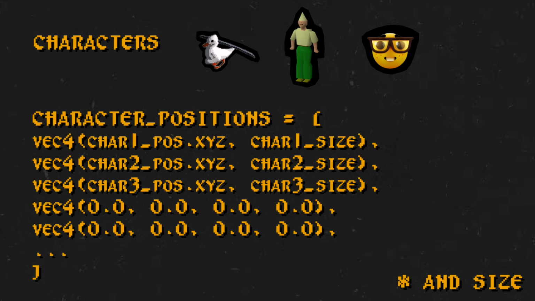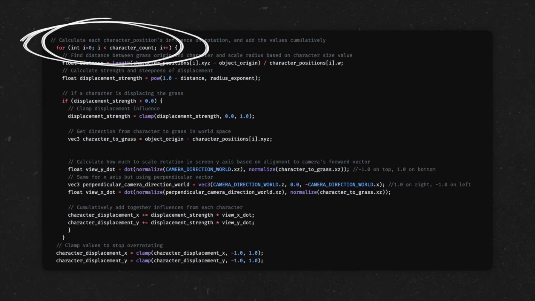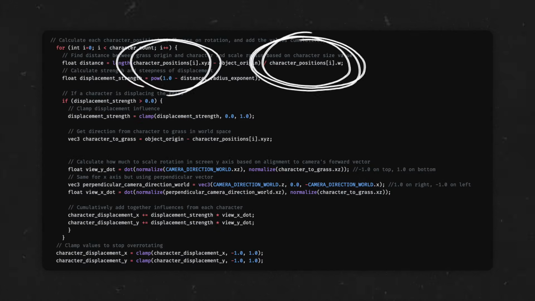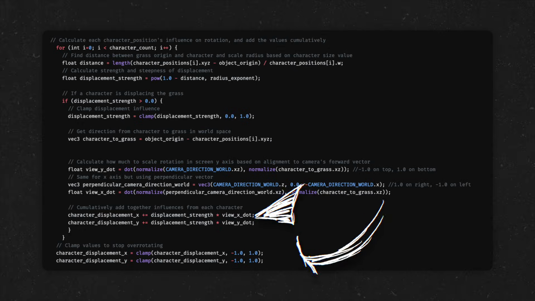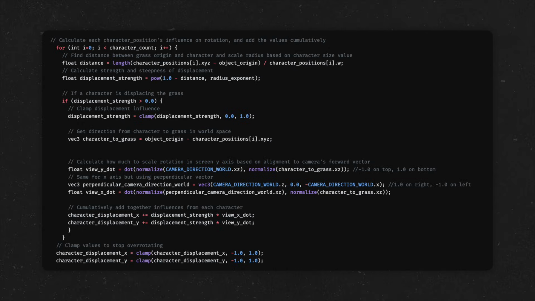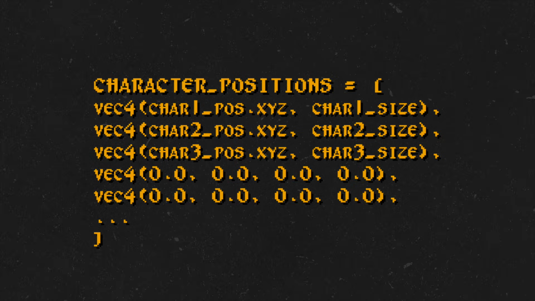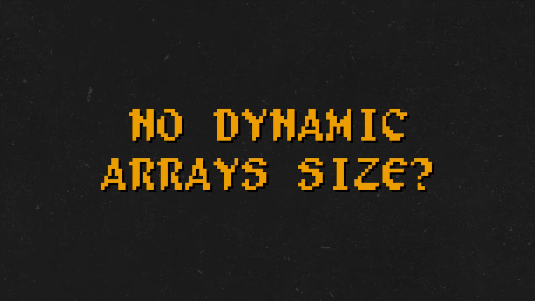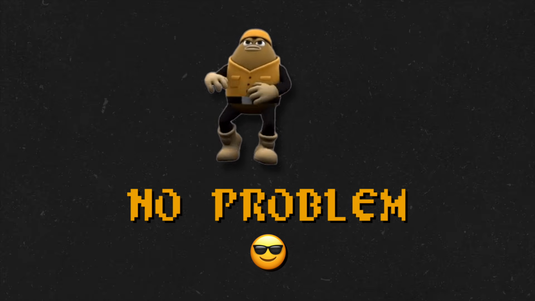Passing these values to the shader, we can loop through each of the elements in this array and calculate the displacement for each character based on the size and location, cumulatively adding them together before clamping them between -1 and 1 to get our final rotation value. What's great about this is that all of the elements in the array with zeros will not cause any displacement, as their size value is set to 0. Therefore, the size of the radius they affect is 0. This solves our problem of not being able to use dynamic array sizes in the shader.